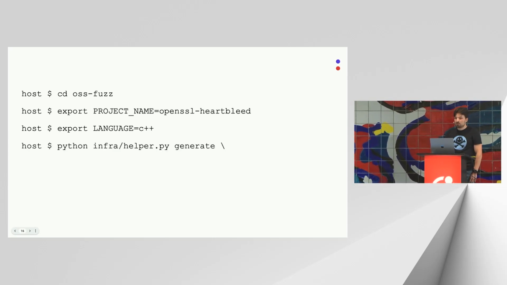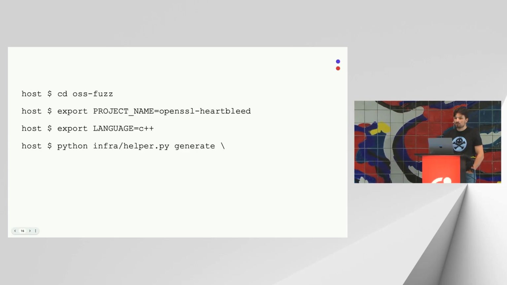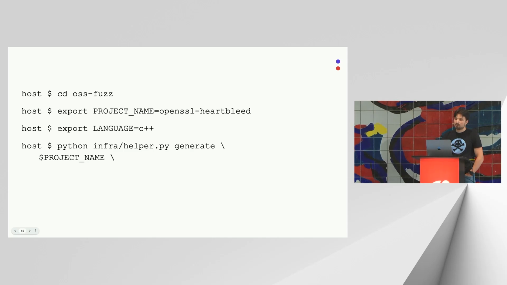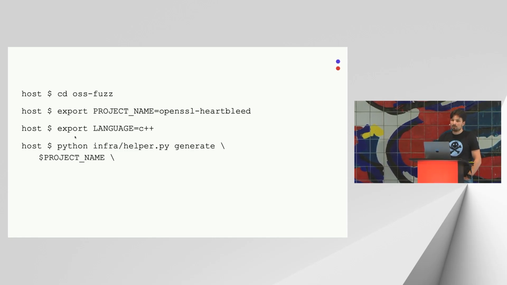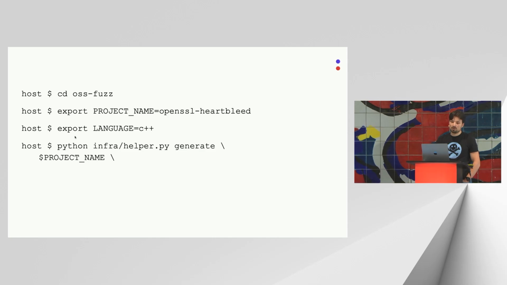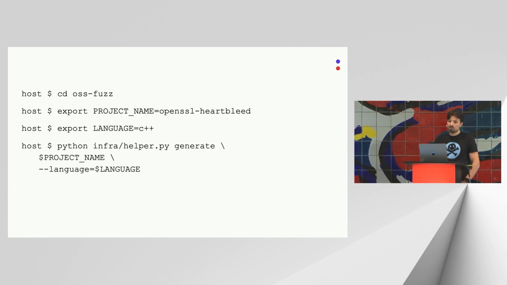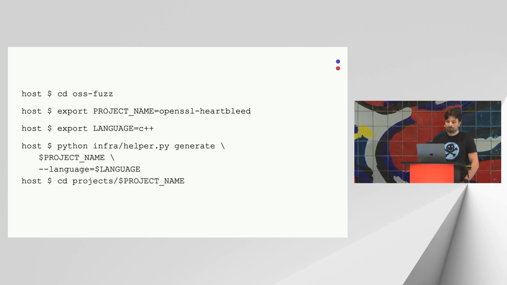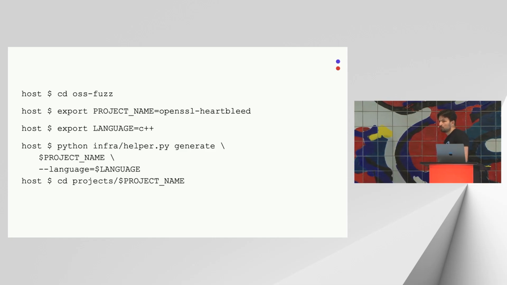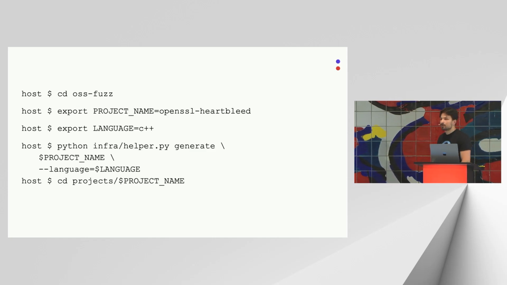Then the next step is to use the OSS-Fuzz helper Python script in order to generate the project. We are using python infra/helper.py with the generate subcommand. Then we specify in the same command the project name, which is stored as an environment variable. We set the language of the project. And then we change directory into the folder which was generated by this OSS-Fuzz helper script.